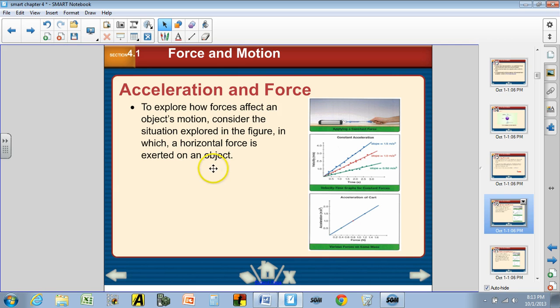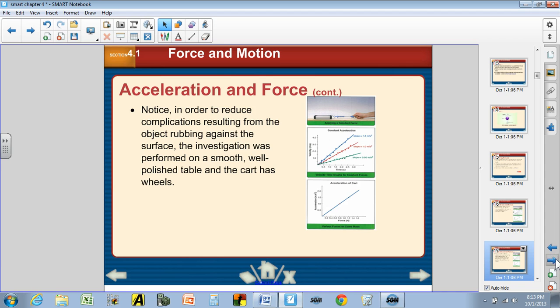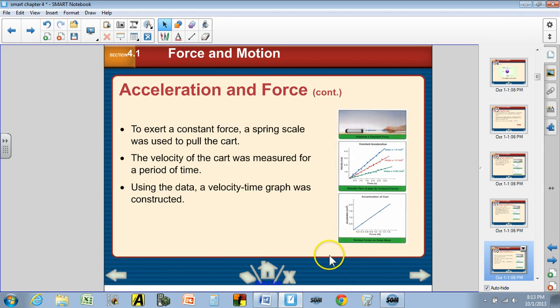If we want to look at acceleration, we're going to look at this figure right here. And we have a horizontal force being observed on an object. We try to reduce any complication by using a smooth table, and we use a cart that has wheels, so basically no friction forces in here. And we're going to exert a constant force. This little thing that they're holding right there is a spring scale, similar to the one you saw me using in class. And so you're going to pull on the spring scale so that it's registering a certain number.